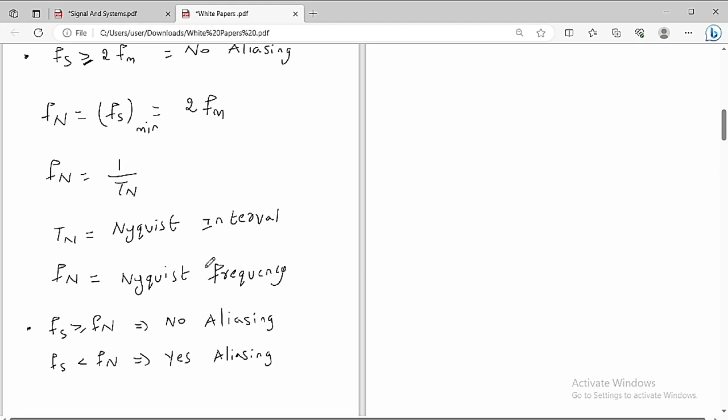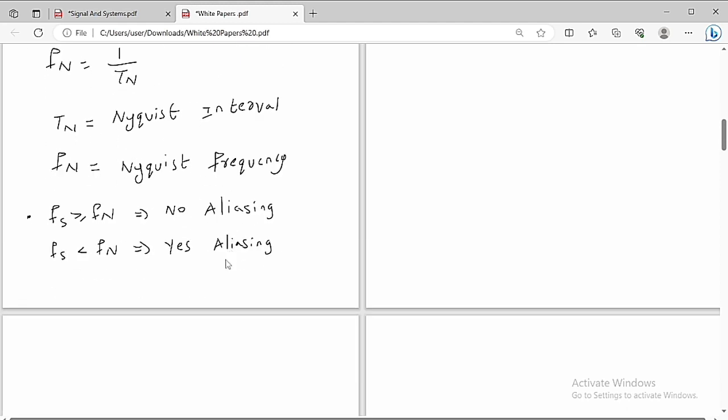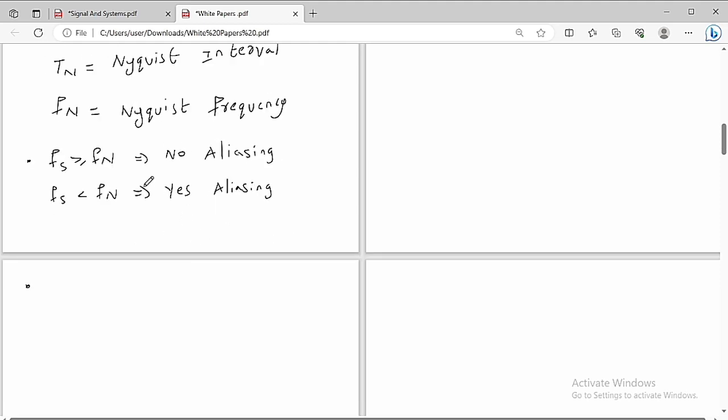Similarly, we can write the sampling time period also. I already told you that with the help of Fn, you can figure out Tn, so Tn is the maximum time period. What I can say is, in place of Fs, if I write 1 by Ts, and in place of Fn, if I write 1 by Tn, then if I simplify, Tn is greater than or equal to Ts, or Ts is less than or equal to Tn.